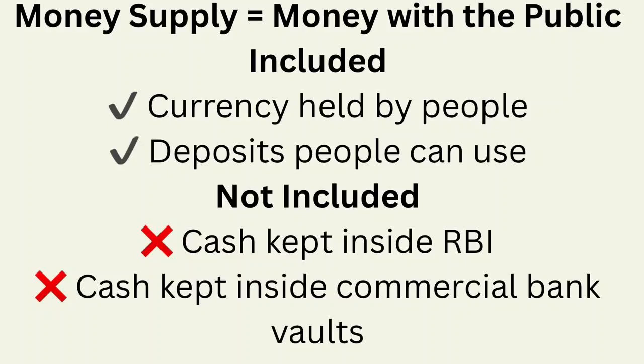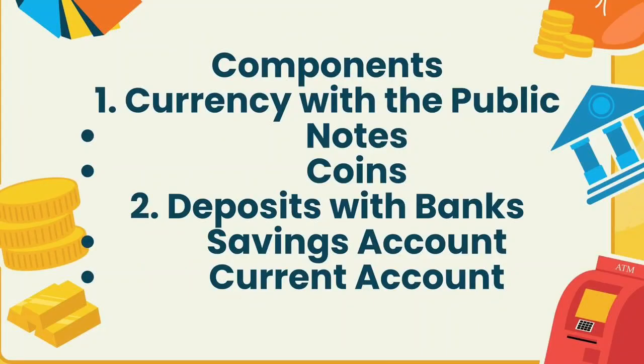So if the examiner asks why is cash held by banks excluded from the money supply, your answer should be because it is not available for direct spending by the public. Now we know what money supply means. Let's see what it includes.